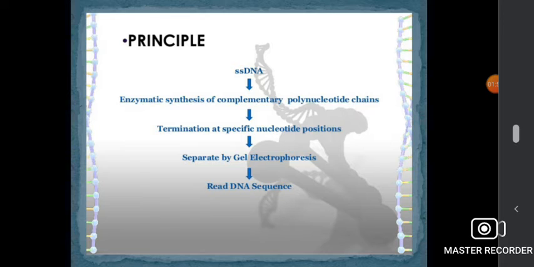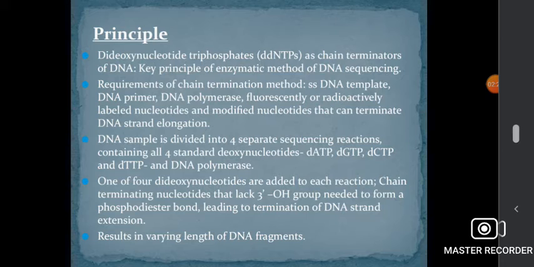The principle. In short, the single-stranded DNA undergoes enzymatic synthesis of complementary polynucleotide chains, which then terminate at specific nucleotide positions. Then they are separated by gel electrophoresis and the DNA sequence is read. Principle of enzymatic sequencing: ddNTPs are used as chain terminators of DNA, which is the key principle of the enzymatic method of DNA sequencing.